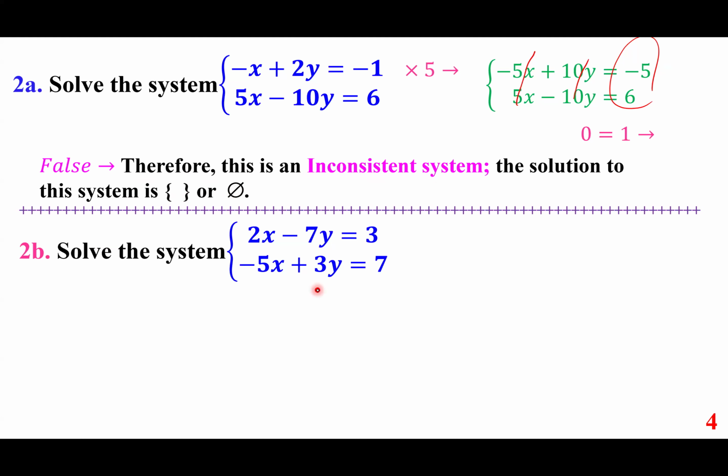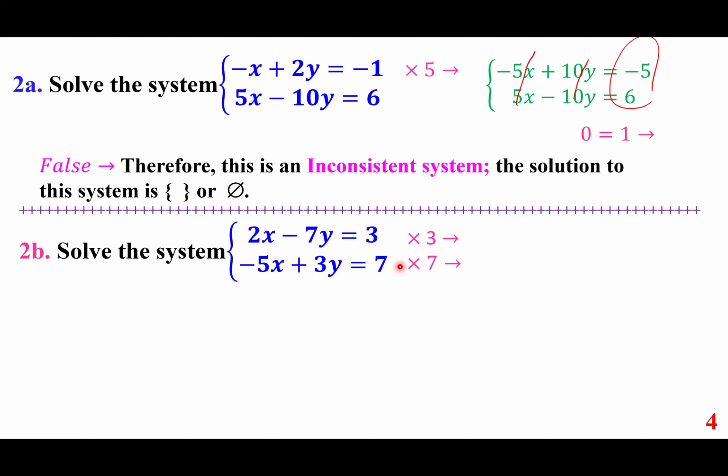If I want to go by the elimination or addition method, if I want to get rid of the x, I can multiply this one by 5, this one by 2. If I want to get rid of the y, I can multiply this one by 3, this one by 7. Again, depends on what we want to do. So let's multiply the first one by 3 because we want to get rid of the y. We get 6x minus 21y equals 9 for the first one. The second one we multiply by 7.